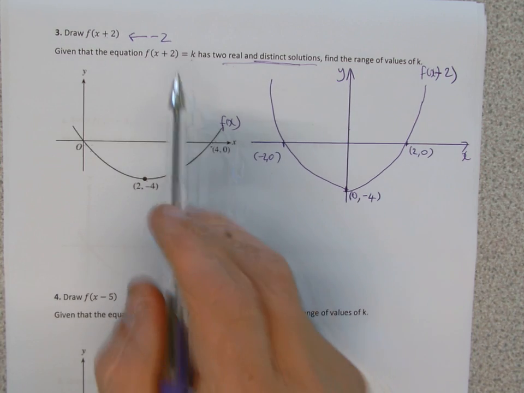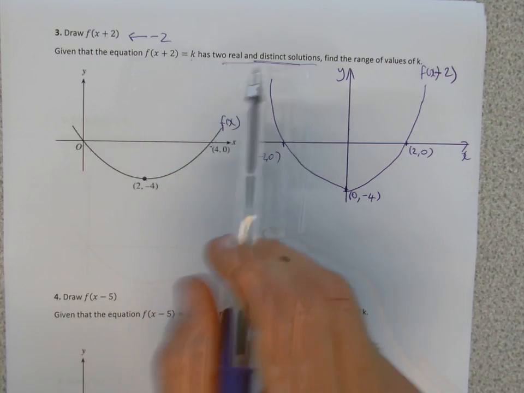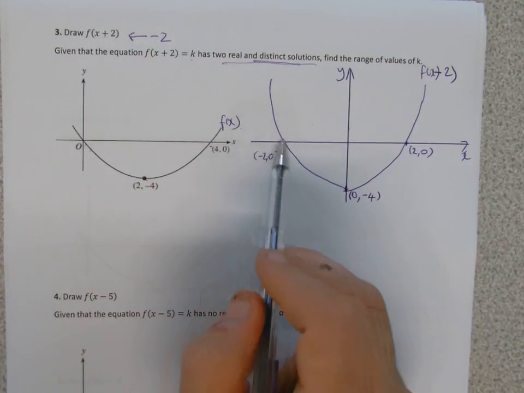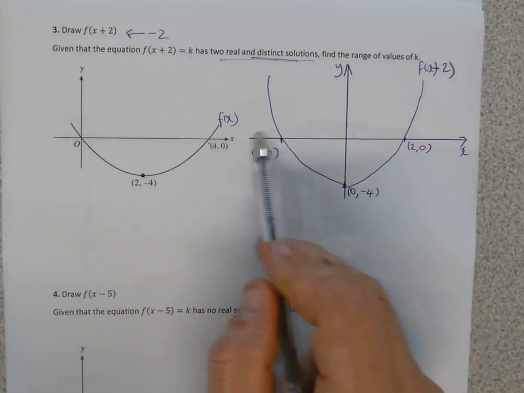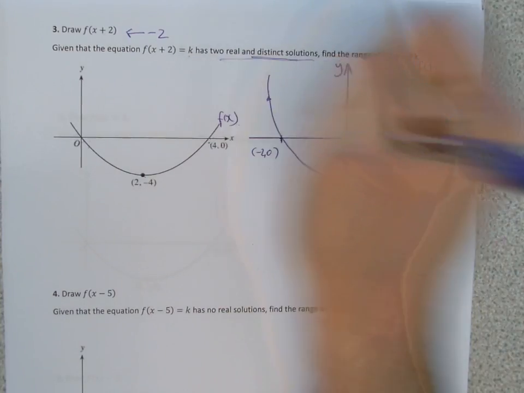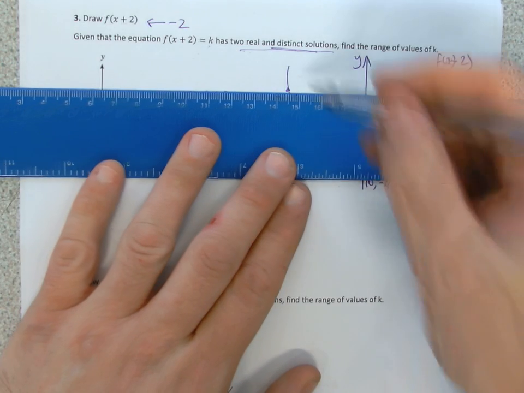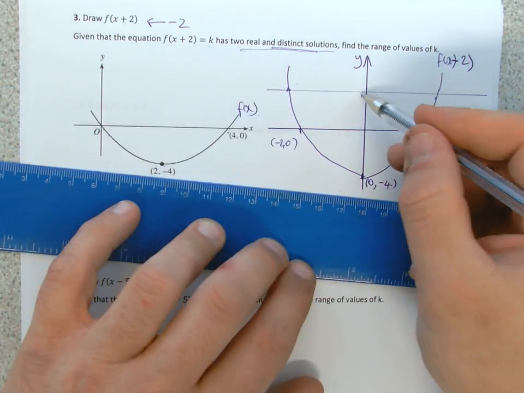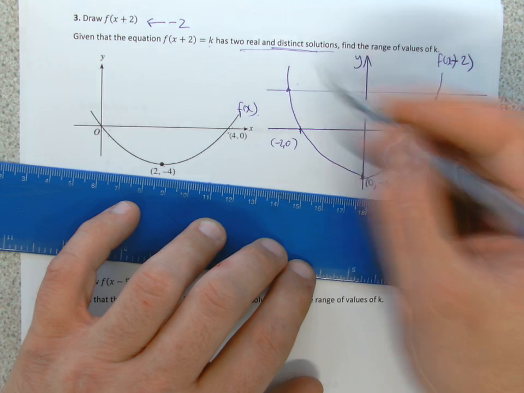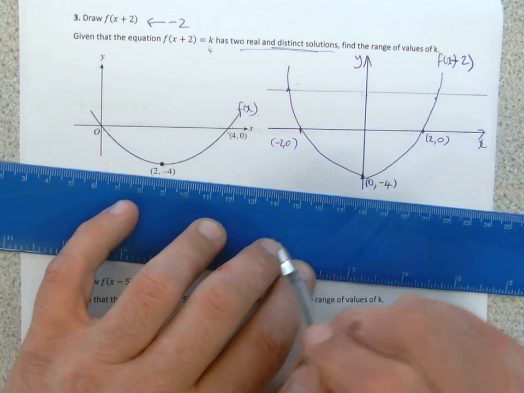We know all about that. But here it's saying, given that it equals k, and it always has 2 real and distinct solutions, find the range of values of k. Well, it doesn't have to be here, does it? Where it's got 2 real and distinct solutions. It could be up here, couldn't it? If you notice up here, you've got 2 solutions here. So when we say equals k, it could equal 4. Suppose that was 4 there, okay? I'm just making this up, but if k was equal to 4, then you'd have 2 real distinct solutions.